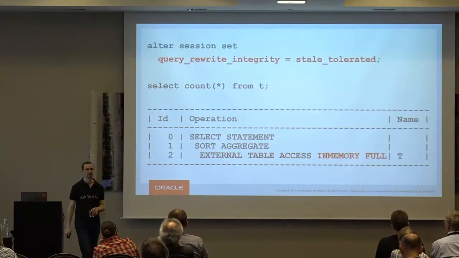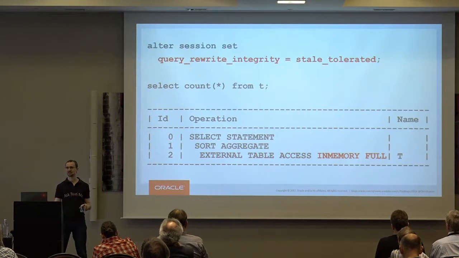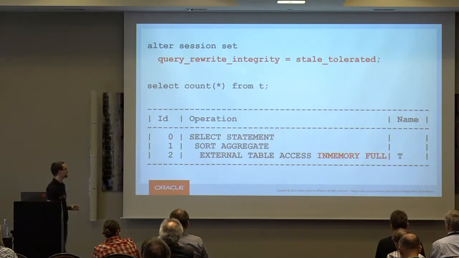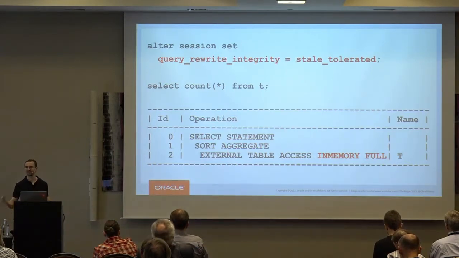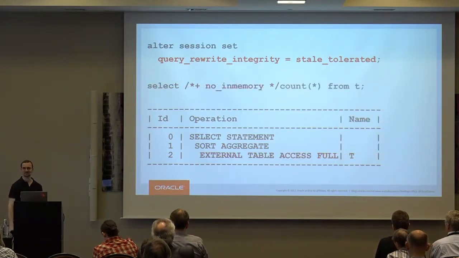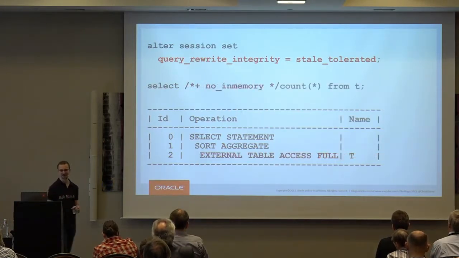And that's this query rewrite integrity parameter. So this is something that we've used for materialized views for as long as I can remember. So we can do that, and now we got this nice in-memory access full. Fantastic. We've got nice improved performance. Unless, of course, someone, a clever person, decided to stick a no in-memory hint in there.